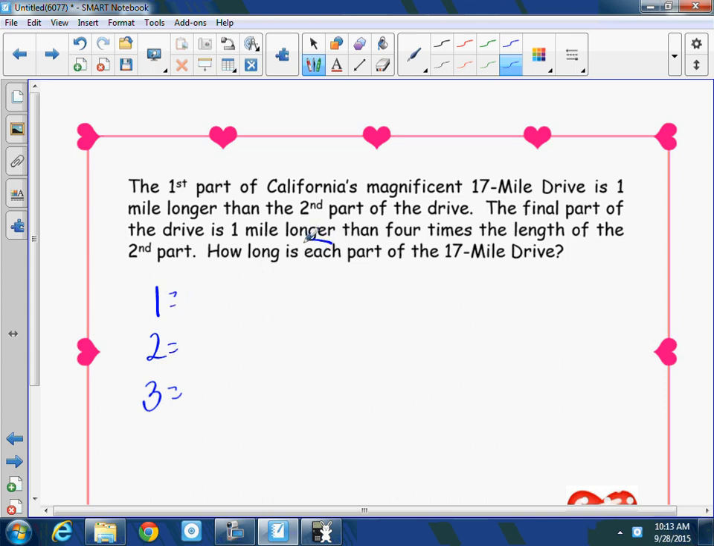I've got to figure out how long each part is. It says the first part is 1 mile longer than the second part, so I have information about the first part. It says the final part, which will be the third one, is 1 mile longer than 4 times the length, so I also have information about the third, but I don't have information about the second part of the race. So let's go back to the first part.